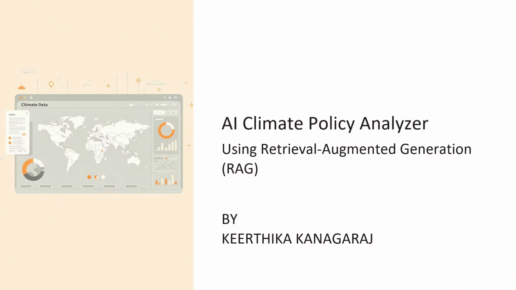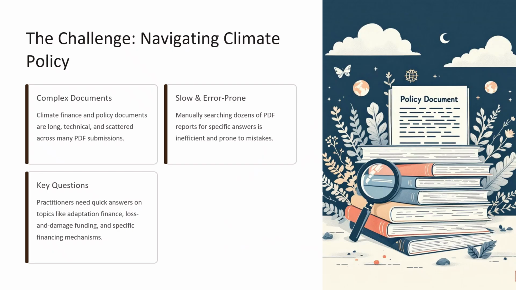This project builds an AI assistant that can read complex climate, finance, and policy PDFs and answer questions grounded in those documents. I'll walk through the problem, the RAG architecture, the offline and online components, and then wrap up with limitations and future work. So coming to the challenge of navigating climate policy.